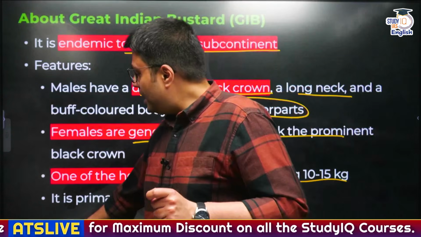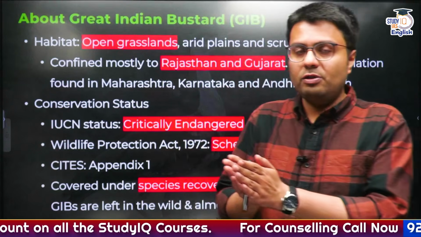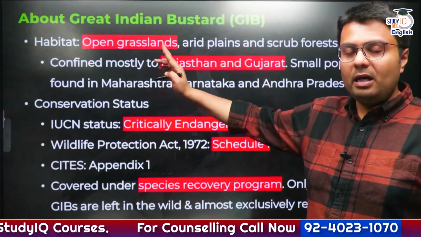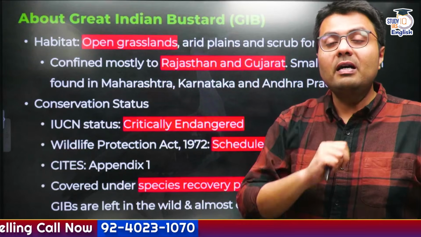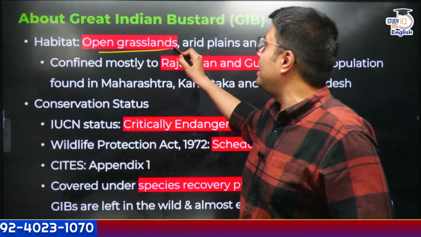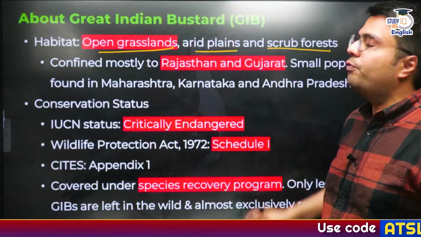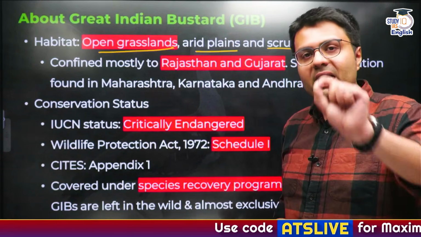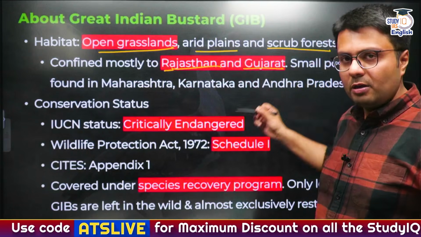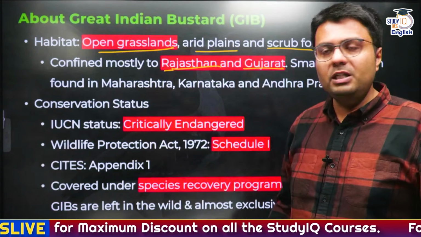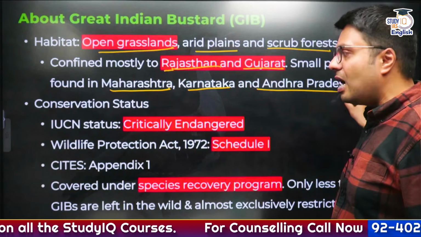Okay, similarly, what you have to understand are the habitats as well as protection status of these species. Now these birds, I told you, they are indicator species of which kind of a grassland ecosystem? Open grassland ecosystem. Similarly, you can also find them in arid plains as well as scrub forest. And geographically in India, they are mostly confined to two states only, Rajasthan as well as Gujarat. However, smaller populations of these bird species can be found in the state of Maharashtra, Karnataka and Andhra Pradesh.